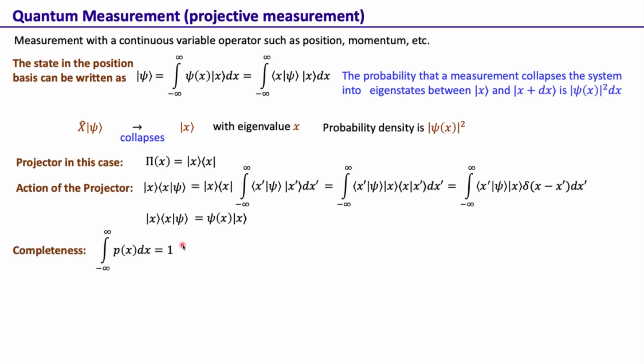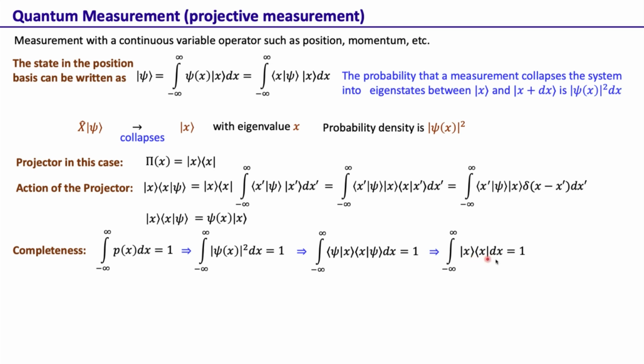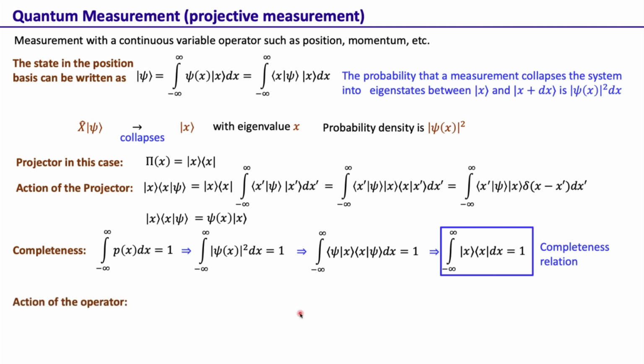Now we can have the completeness relation here, and that comes from the fact that the total probability of obtaining the state at some x has to equal 1. So the integral of p(x) dx from negative infinity to infinity has to equal 1. This p(x) is the probability density, which is |ψ(x)|². Writing it like that, this says that the integral of |x⟩⟨x| dx over all space has to equal 1. That is the completeness relation. If we take all these projectors, they have to integrate up to 1, because the particle or the system has to get observed somewhere in x.